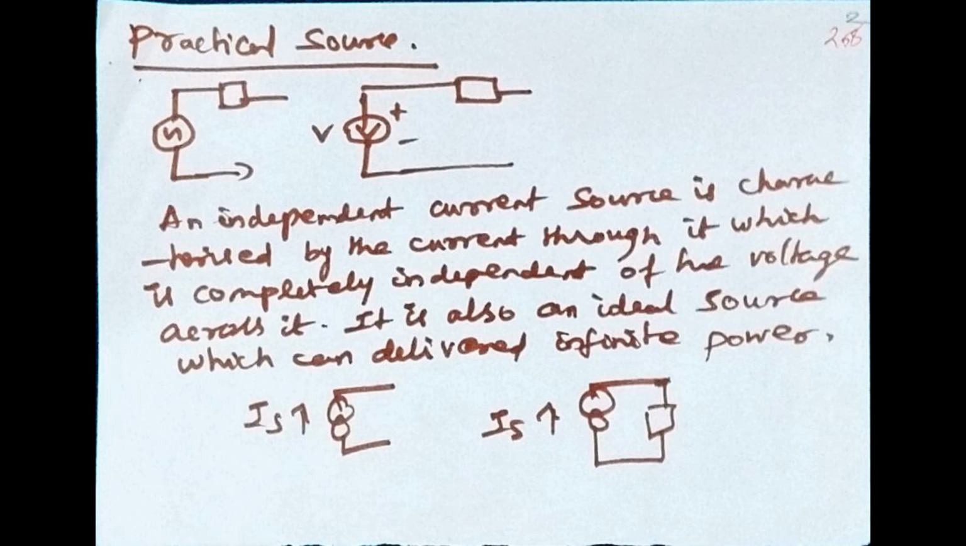Practical source: circuit shown in figure. An independent current source is characterized by the current through it, which is completely independent of the voltage across it. It is also an ideal source which can deliver infinite power. Another current source circuit is shown in figure, shown in notes.